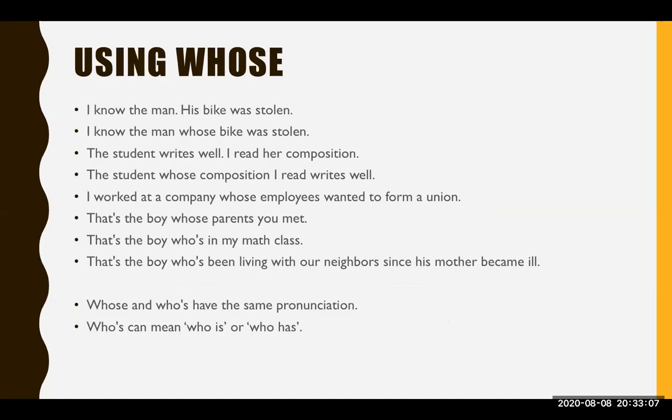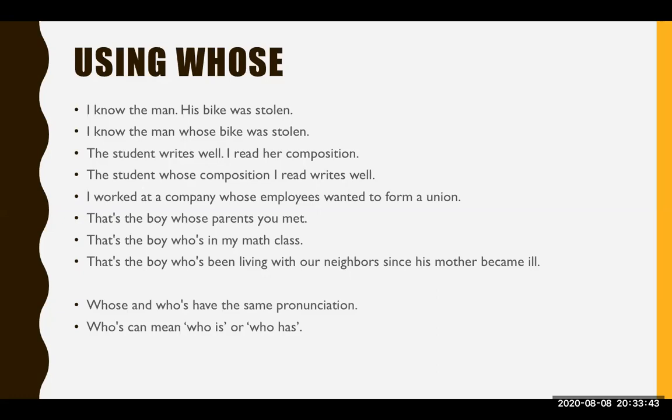Using whose. Whose is for possession. When you have a pronoun like his and their, etc. So I know the man, his son, his bike was stolen. I know the man whose bike was stolen. Easy. The student writes well, I read her composition. The student whose composition I read writes well. I worked at a company whose employees wanted to form a union. That's the boy whose parents you met.